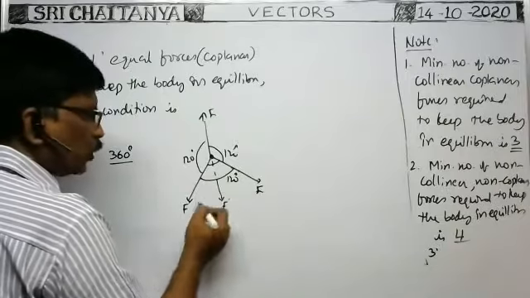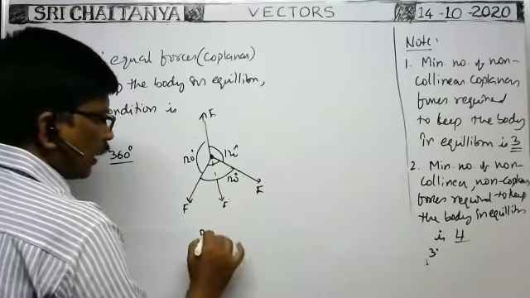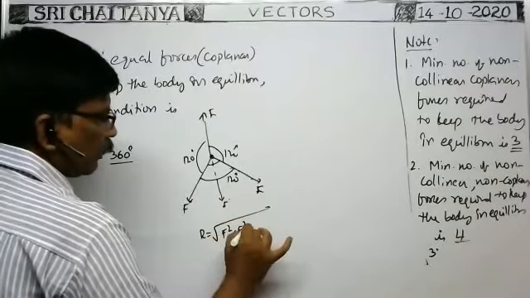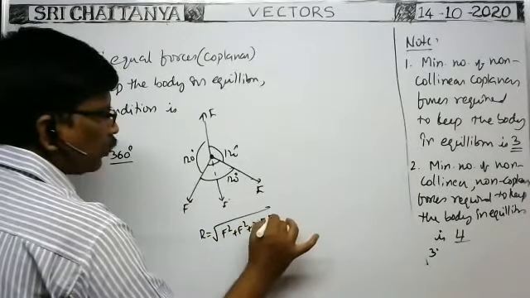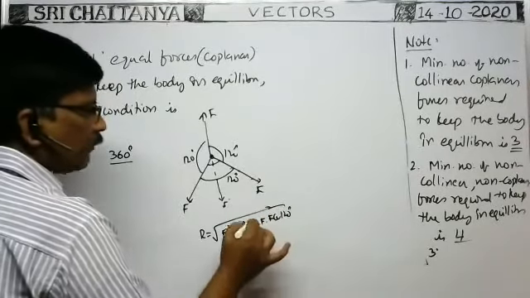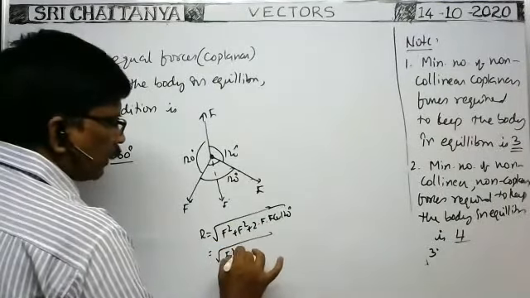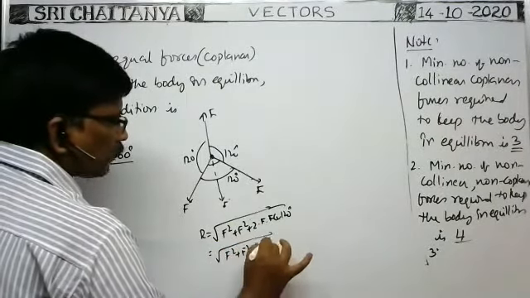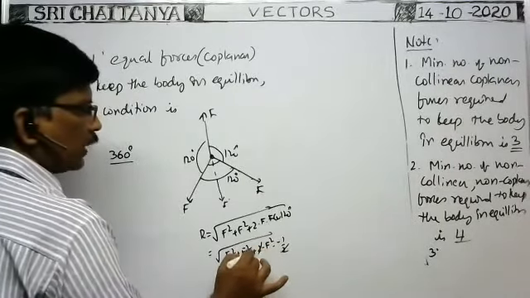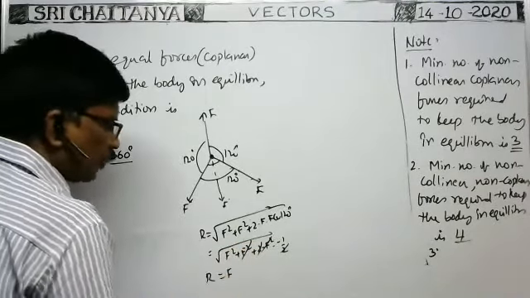Then what is the resultant of these two forces? If the angle between them is 120, the resultant R is equal to square root of f square plus f square plus 2 into f into f into cos 120. Cos 120 means minus half. So the 2 cancels, and minus into minus gives plus, f square plus f square minus f square. Square root of f square means f. So the resultant is equal to f only.